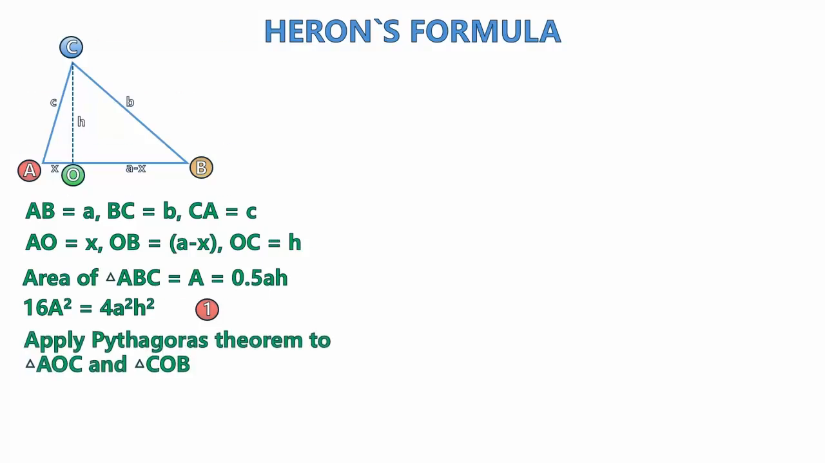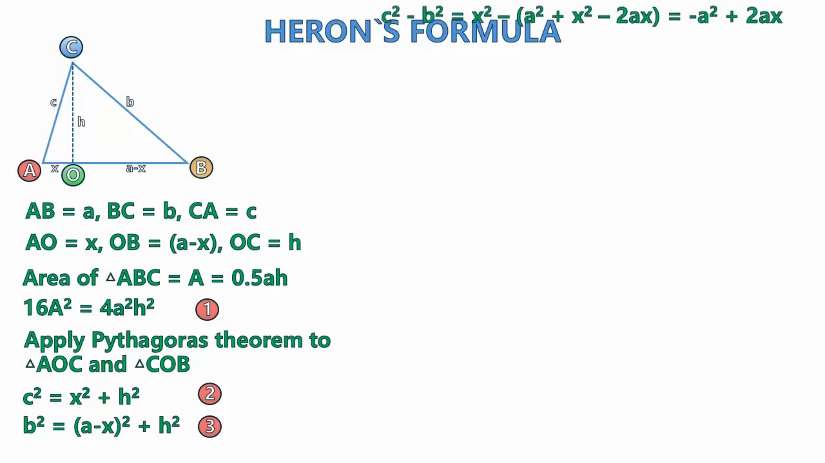Okay, applying Pythagoras theorem to the smaller triangles AOC and COB, you know, hypotenuse squared is the sum of squares of adjacent sides. We get c squared is equal to h squared plus x squared, and b squared is equal to (a minus x) squared plus h squared. Let this be equation 2 and equation 3. Okay, so now we are going to use these two equations to express h in terms of a, b and c, thereby eliminating the necessity to know h while calculating the area.